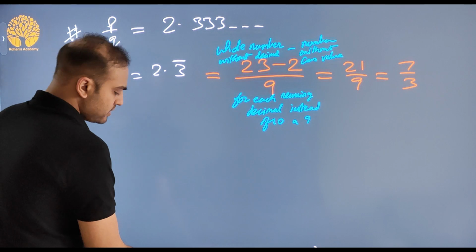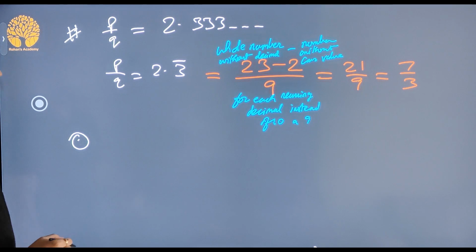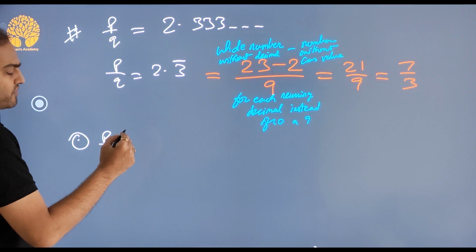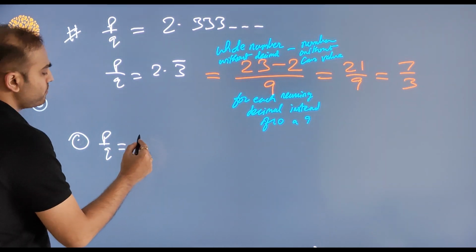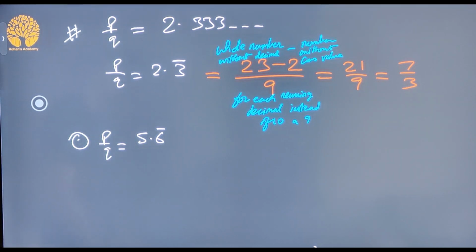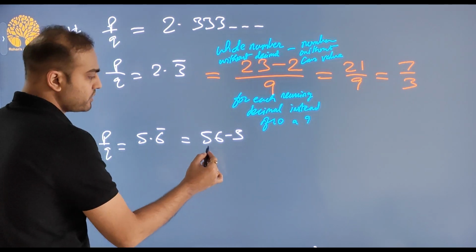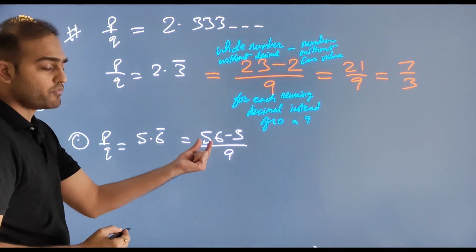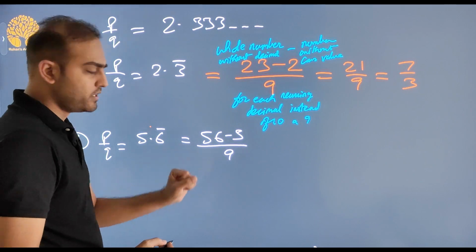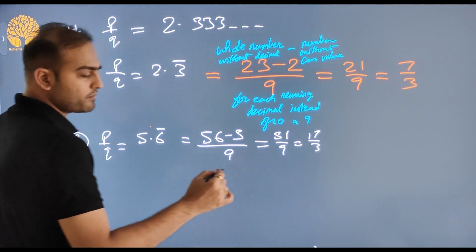Let's try some examples. If you understand this, try to find the fractional or rational representation of 5.6 bar. Take your time. 5.6 bar is 56 minus 5 divided by 9. Whole number 56 minus number without bar 5, single bar decimal, so 9. And then you can obviously solve it. 51 over 9, 17 over 3.